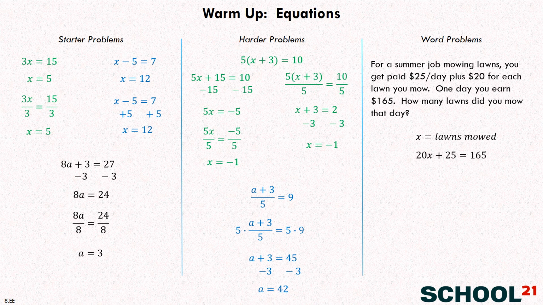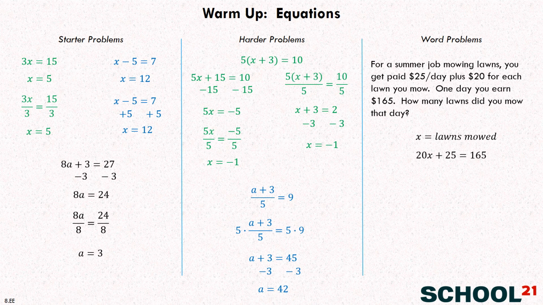So let's see if this makes sense. $20 times each lawn that you mowed plus that $25 that you get automatically, no matter how many lawns you mowed, and that all should equal 165, right? Okay, so now we've done the hard work. We've taken all these words and we've turned them into math, which is a lot easier to deal with. And we just need to figure out what X is, and we know how to do that from all these steps over here.